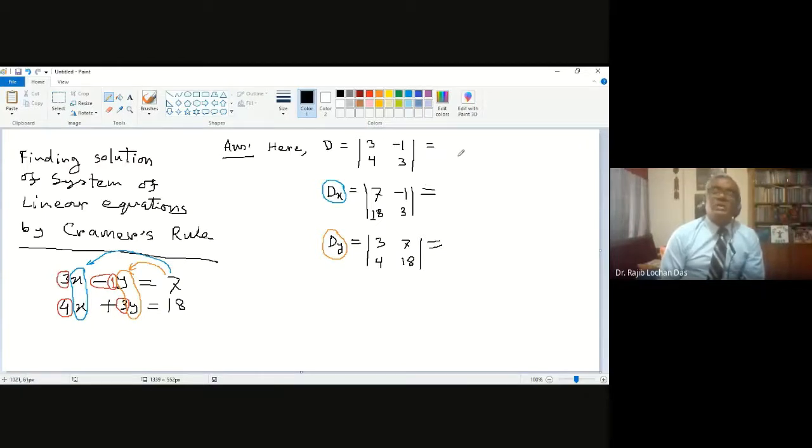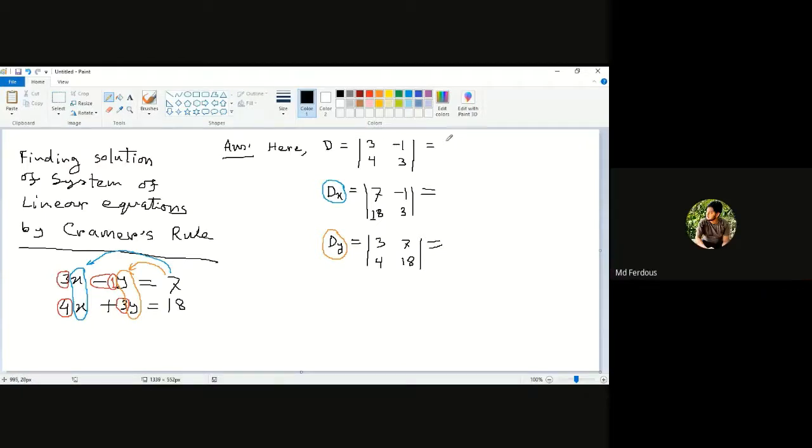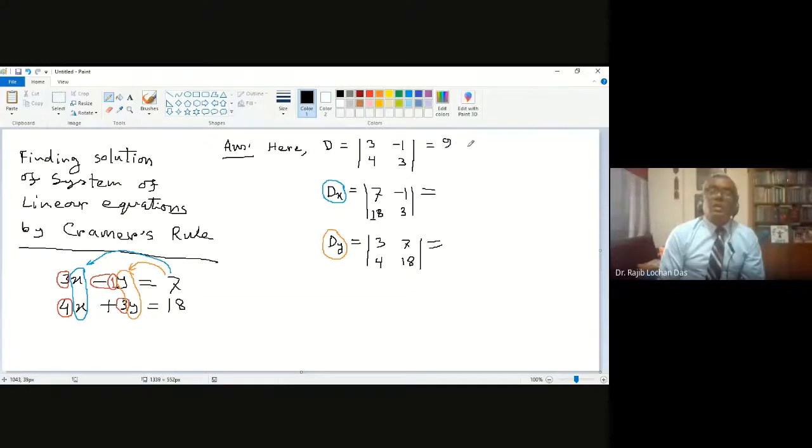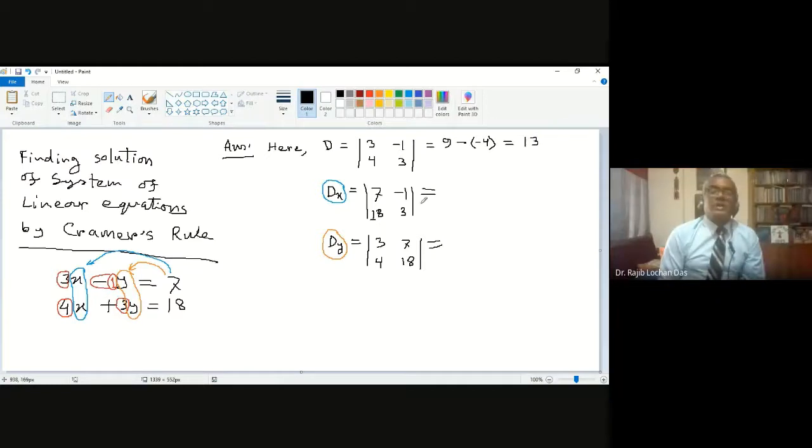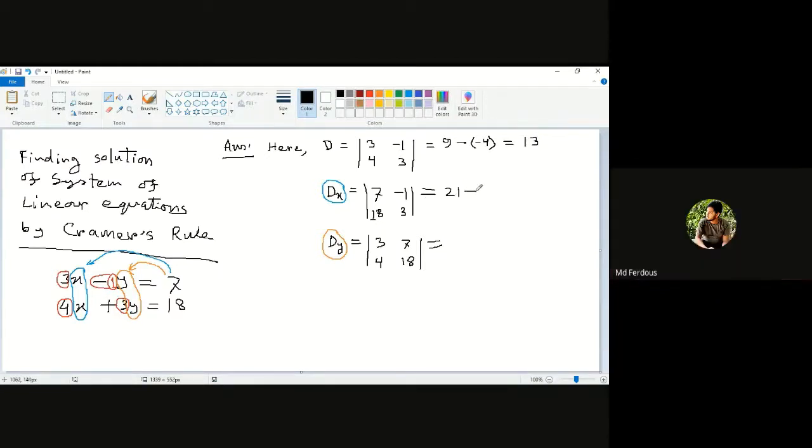So what is D here? Sir, D is 13. D is 9. 9 minus -4. It is like that. 9 minus -4. So it is 30. And this is 21. So 39.